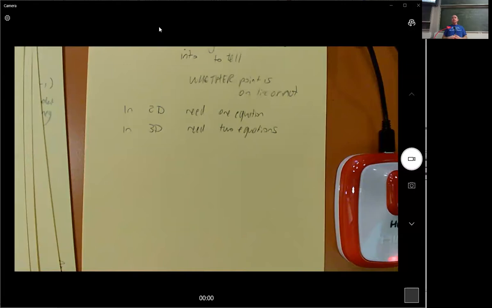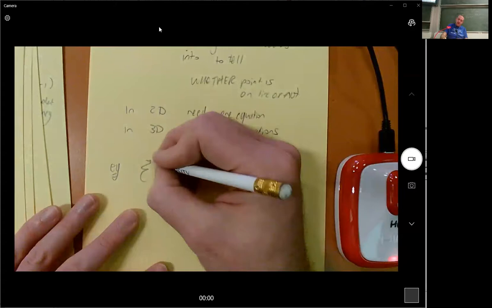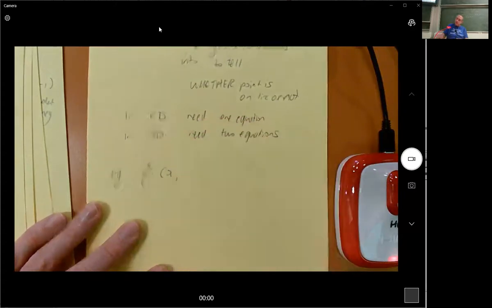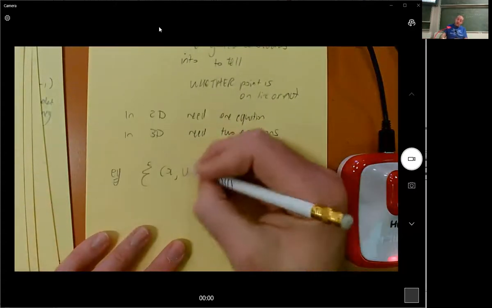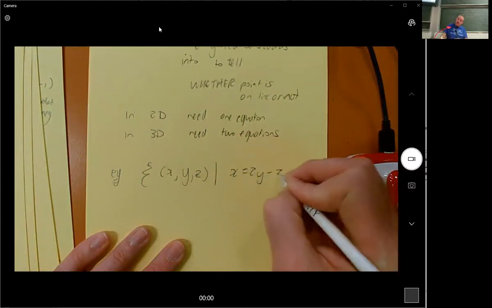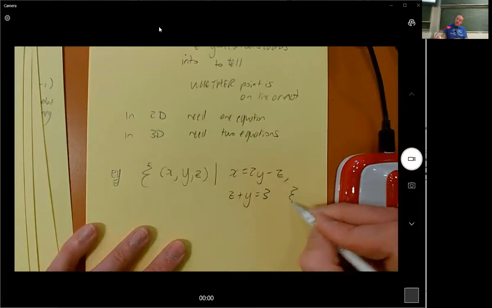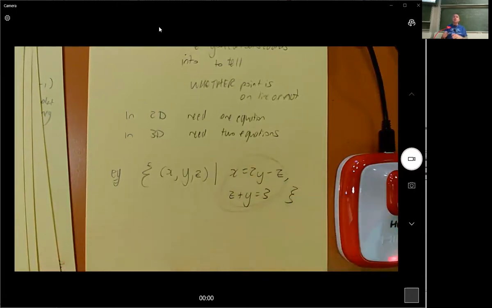Yeah. So I'm just going to write one down. It doesn't look like it is, but it's a perfectly good Cartesian form of a line. It's not what your lecturer expects, but I just want to show you what's possible. So for example, in 3D, I'm going to write the full set version. Set of x, y, z such that x is equal to 2y minus z and z plus y equals 3. These 2 equations describe a line together. It doesn't look like the Cartesian form of a line normally looks like in this course.